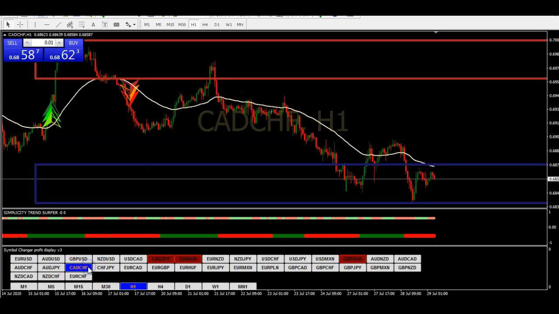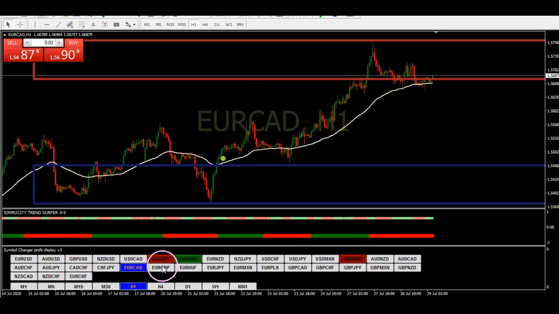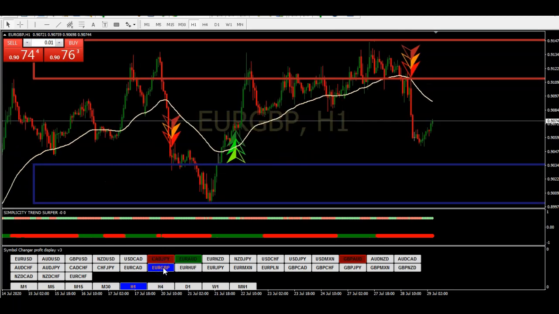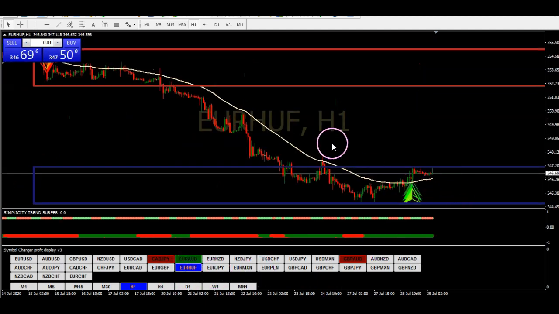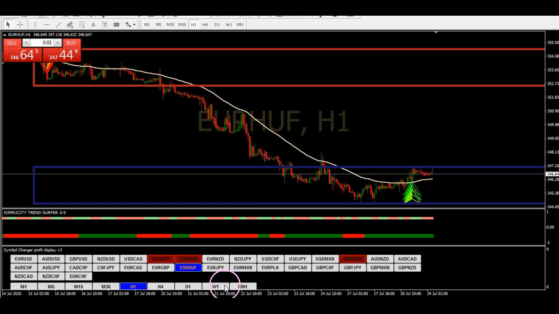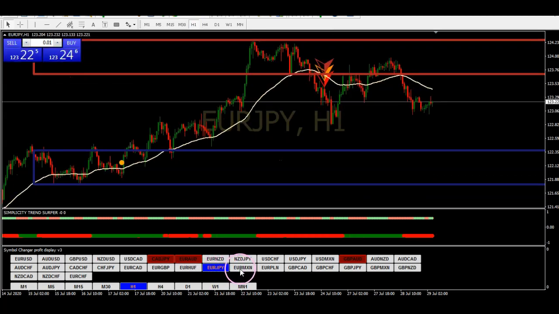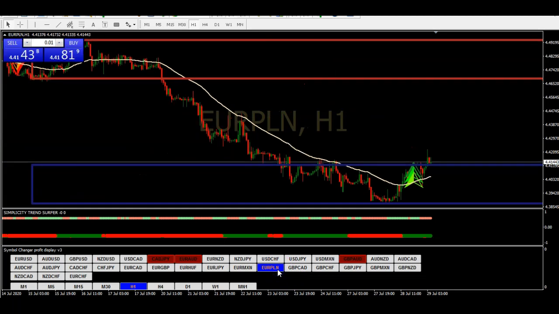EURJPY, nothing, nothing, nothing, nothing. Okay, nothing there. Okay, triple arrows on the euro. Oh, that's a weird pair. Let's look at the daily. We're going on a downtrend, so I wouldn't trust this one. Okay, let's keep going. Nothing there. Nothing there. It's already on the move.